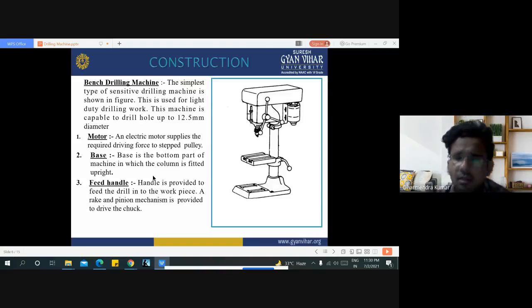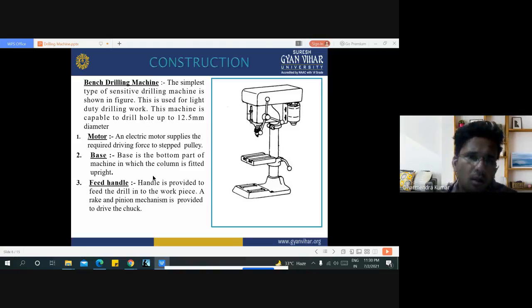The simplest form of drilling machine is known as the bench drilling machine. The simplest type of sensitive drilling machine is shown in the figure. This is used for light duty drilling work. This machine is capable of drilling holes up to 12.5 mm diameter. Here are some basic components associated with the drilling machine, like the motor. An electric motor supplies the required driving force to a stepped pulley.